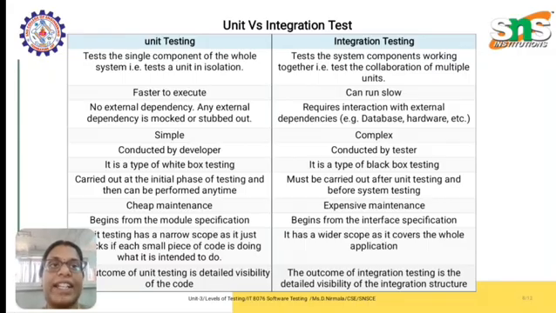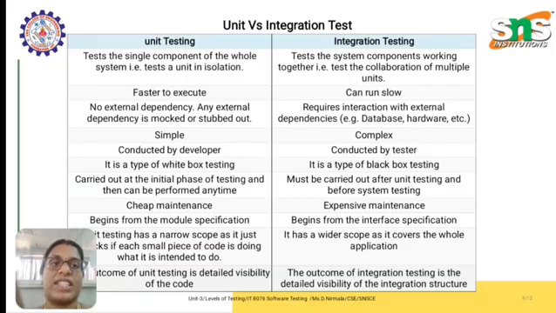These are the differences between unit testing and integration testing. In unit testing, each and every component is tested individually, while in integration testing we test them together as a component, checking whether two or more modules are working properly together. Unit testing is faster to execute because a particular module is executed, whereas integration testing is slow. Unit testing has no external dependency, whereas integration testing requires interaction with external dependencies like database, hardware, etc. Unit testing is very simple, whereas integration testing is complex because it involves the integration of the modules. Unit testing is always conducted by the developer, whereas integration testing is conducted by the tester.